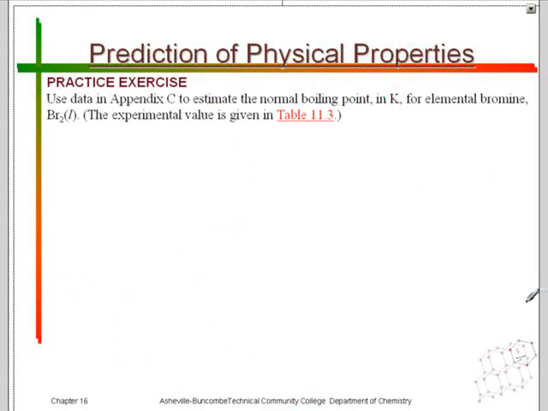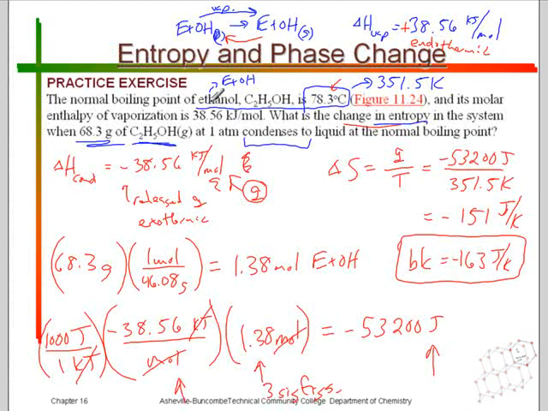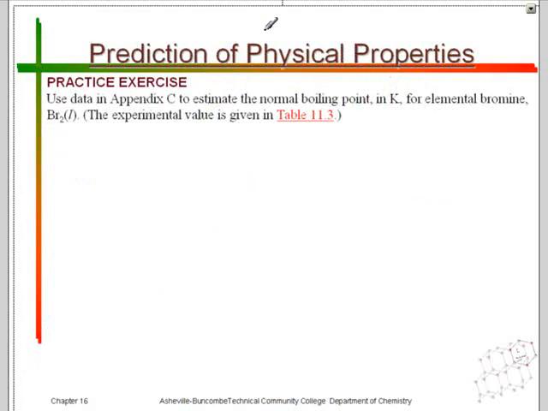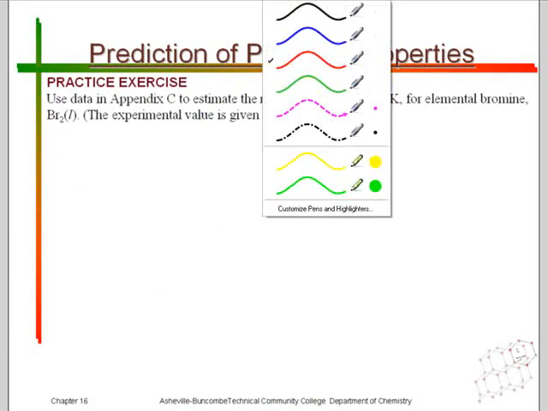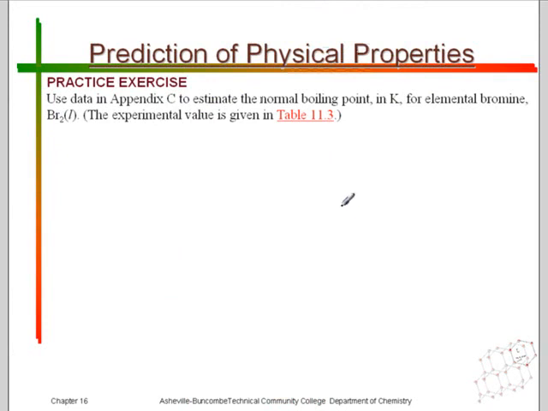Last one here, prediction of physical properties. Now here we're going in a different direction. Here we use the boiling point and the enthalpy of vaporization to calculate the entropy change. And on here, what we're going to do is actually predict the boiling point. Let me go back to blue. I like blue better.